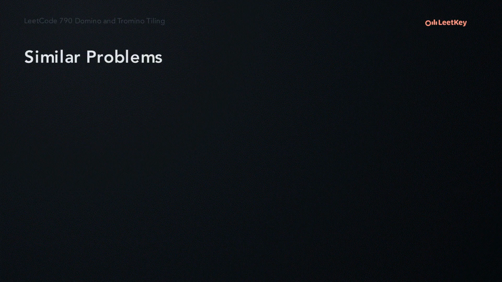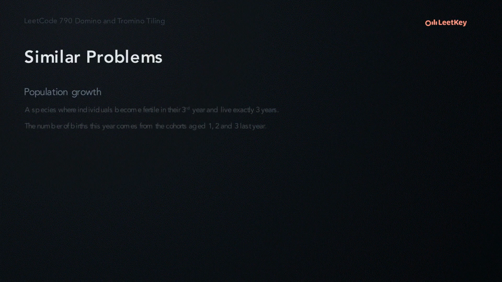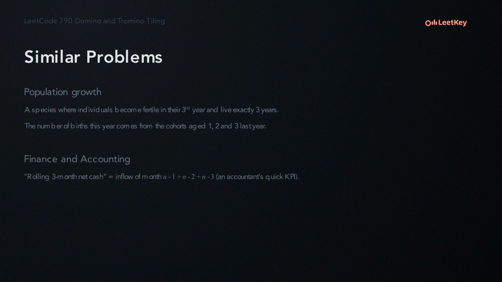You might find this type of problem in other fields, including population growth. For example, a species where individuals become fertile in their 3rd year and live exactly 3 years. The number of births in this year comes from the cohorts aged 1, 2, and 3 last year. Finance and accounting. For example, the rolling 3-month net cash is equal to the inflow of cash from the last 3 months. This is called an accountant's quick KPI.